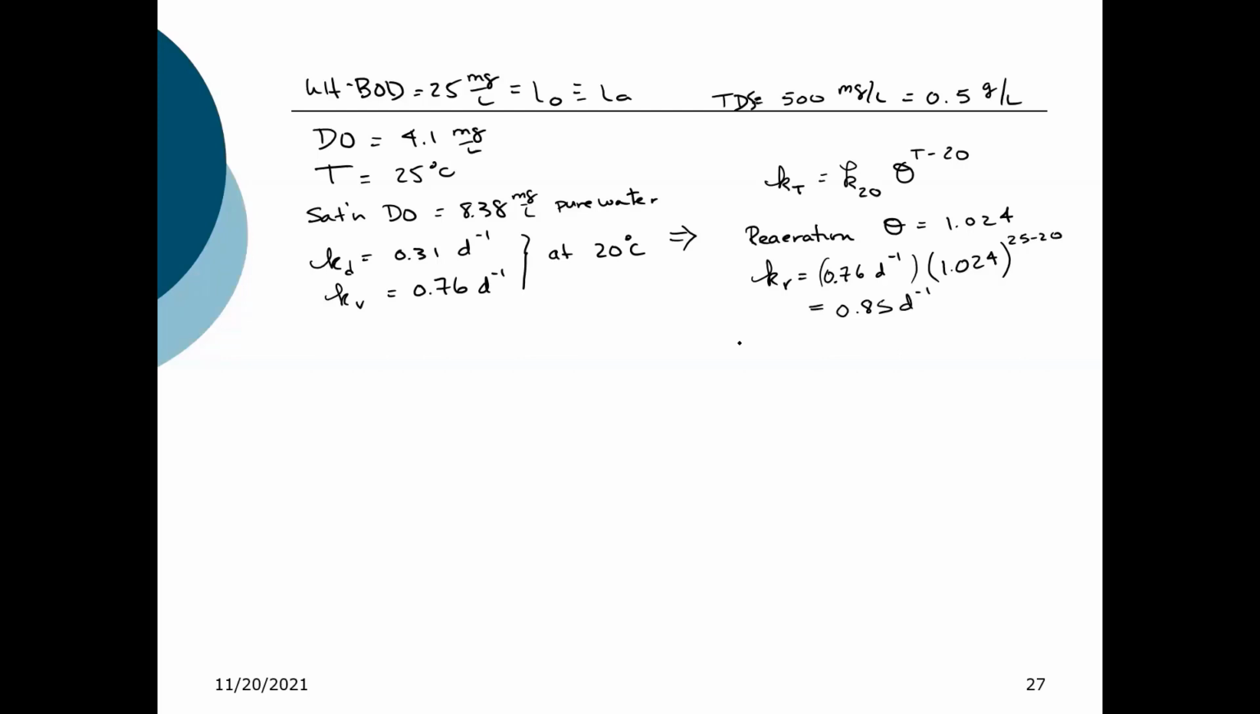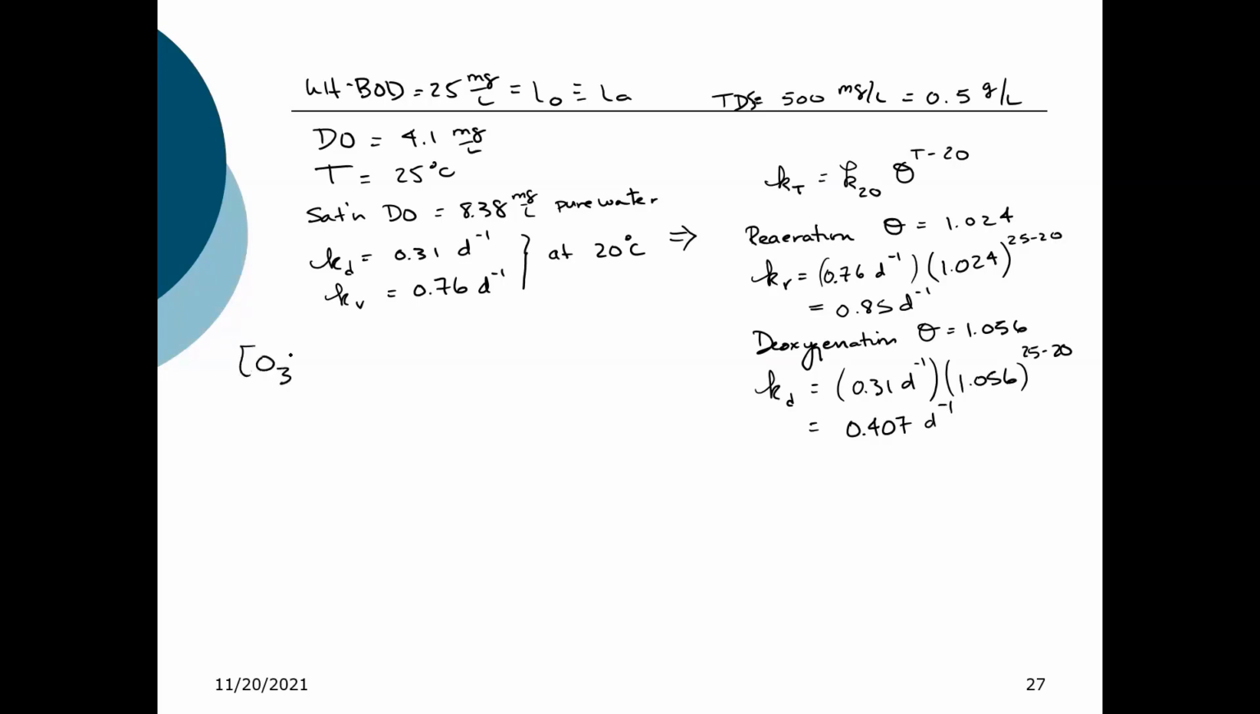The deoxygenation rate constant also needs to be adjusted. And in the temperature region we're looking at, theta is equal to 1.056. So the deoxygenation constant is equal to 0.31 inverse days times 1.056 to the 25 minus 20 power, and that is equal to 0.407 inverse days.